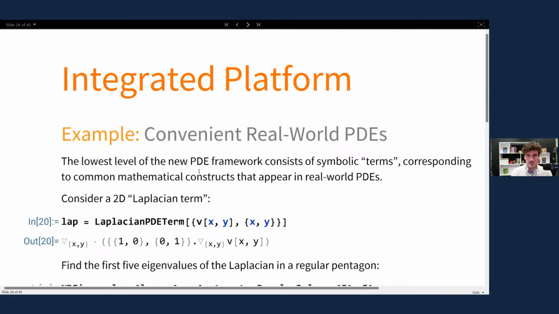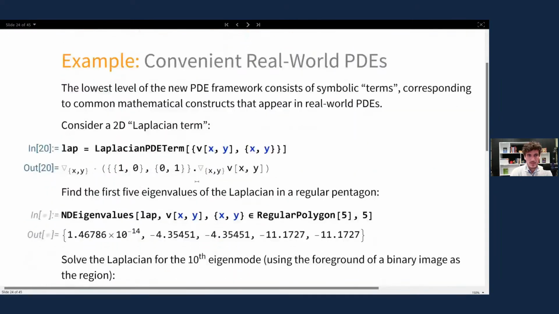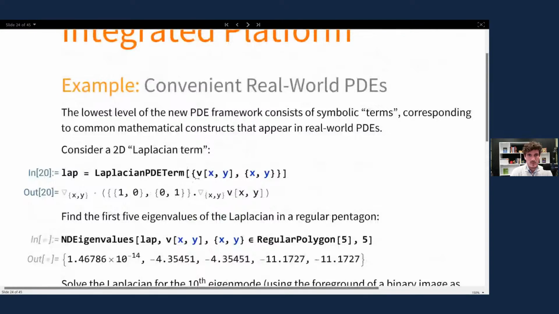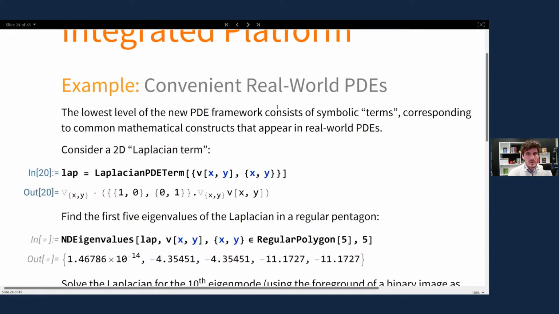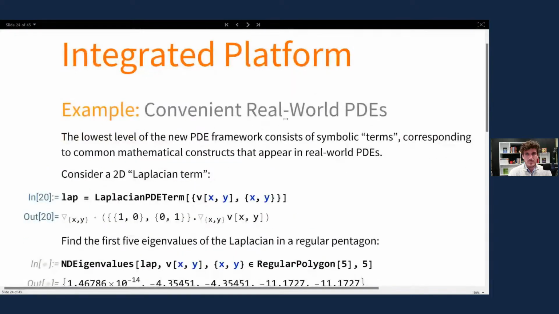But what we're going to do is solve a Laplacian, generate some eigenmodes, and then pick one eigenmode, and essentially visualize the behavior of that eigenmode on a region of our choice. There's a reason I picked this for the integrated example, because we're pulling on lots of different pieces of functionality here that are all integrated in this notebook interface.